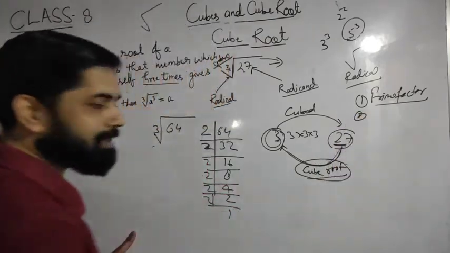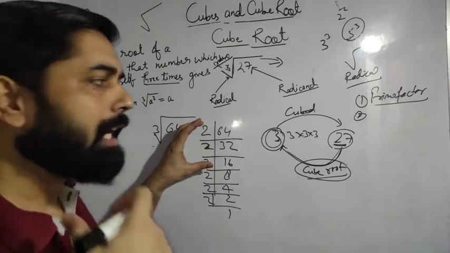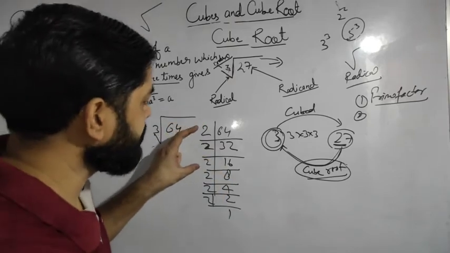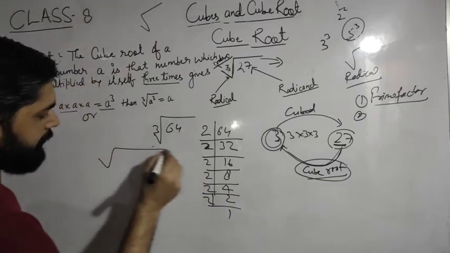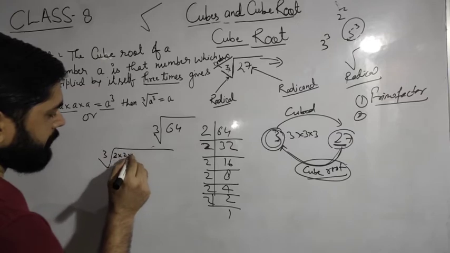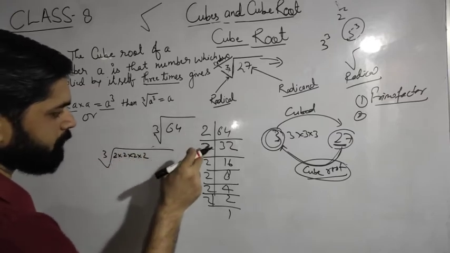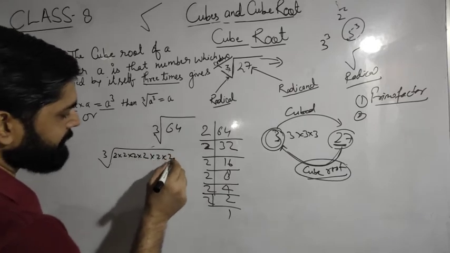Then we make groups of 3 like factors. So first we write inside this number 2 multiplied by 2 multiplied by 2 multiplied by 2. How many 2s? 1, 2, 3, 4, 5 and 6.